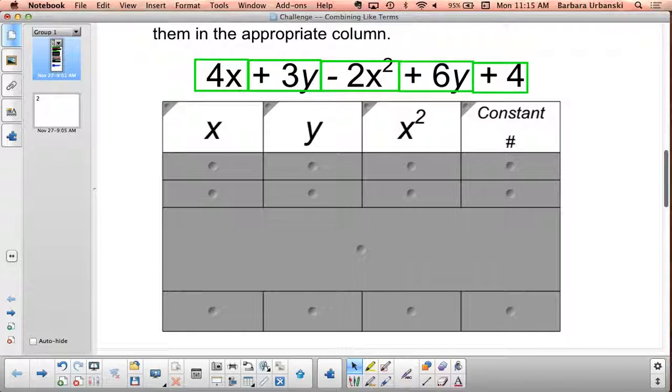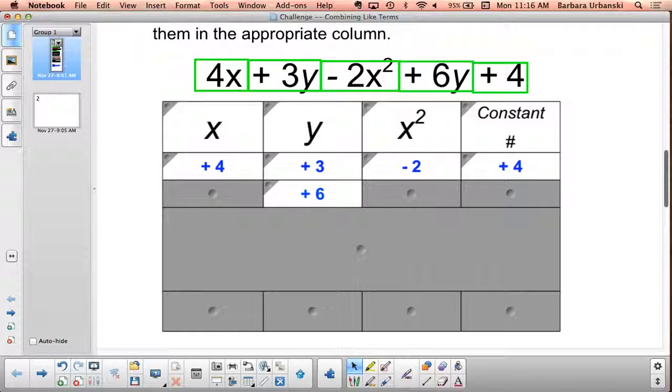So we're going to look at the first term, which is 4x. It would go under the x column, and we've got 4 of those. Always take the sign in front of it, so this is going to be a plus 4. Your second term is a 3y. It would go under the y column, so now we'd have plus 3. Our third term, we have an x squared. Now notice it is a subtracted 2 under the x squared. And then our fourth term is 6y, so we can put that under the y column, and it would be the plus 6. Our last term is a constant, and we're going to put it in the constant column.